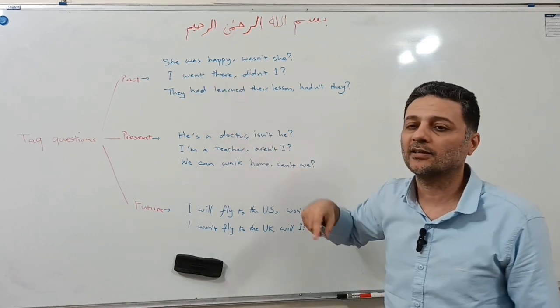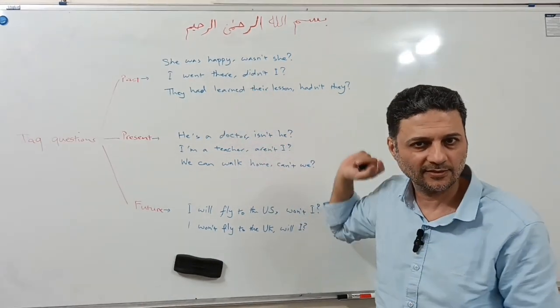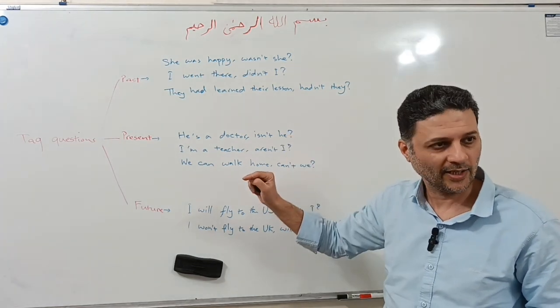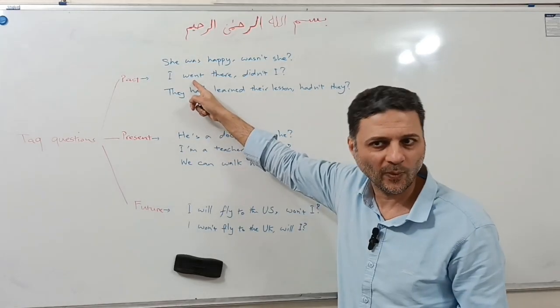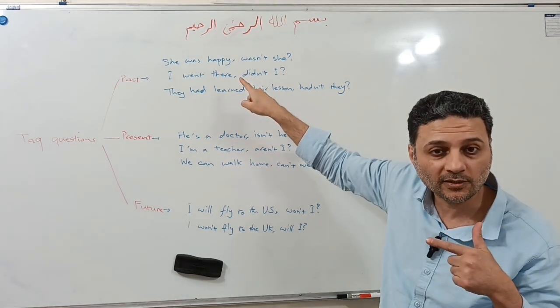I went there. I went home, for example. I went to the market yesterday, didn't I? Right? So, I went, past tense, go, went. We use did. I said auxiliary or modal.